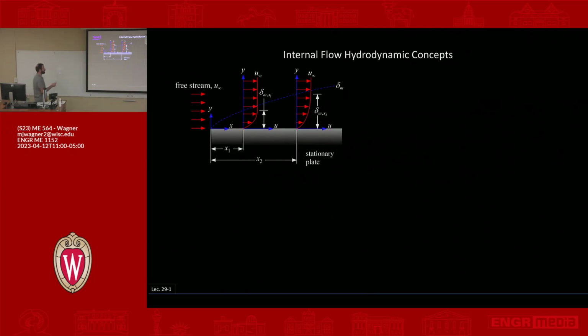If we remember, for external flow, in this example, we have a stationary plate. We have flow that's coming in that's uniform at U infinity. And then as it starts interacting with this plate, you have this boundary layer that grows. That's fine, but it would grow indefinitely, right? There's nothing to stop this from growing.